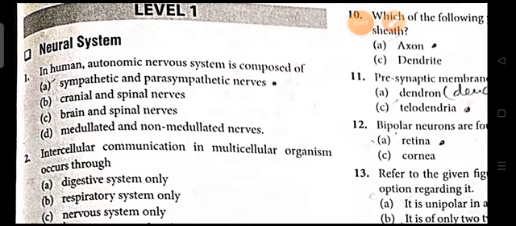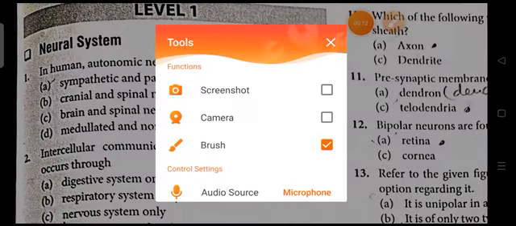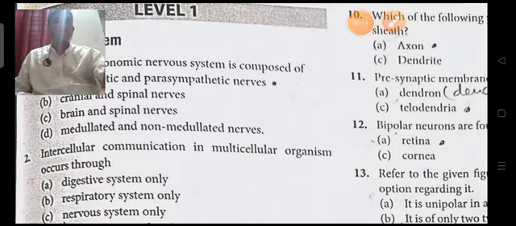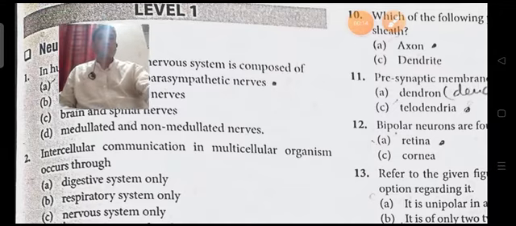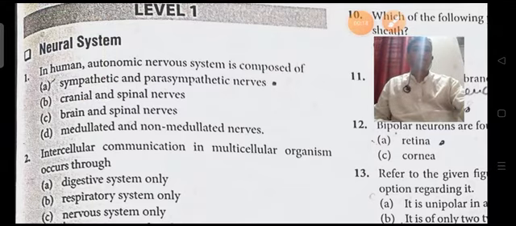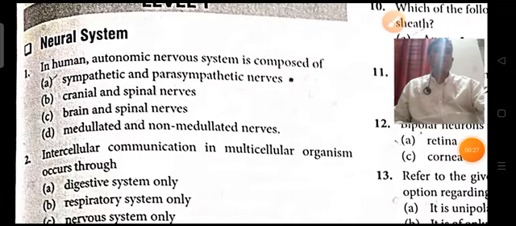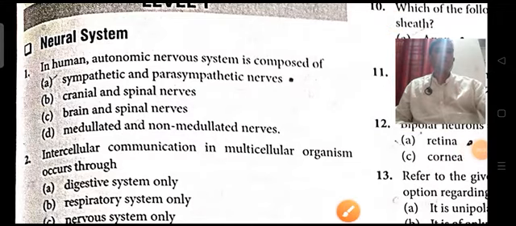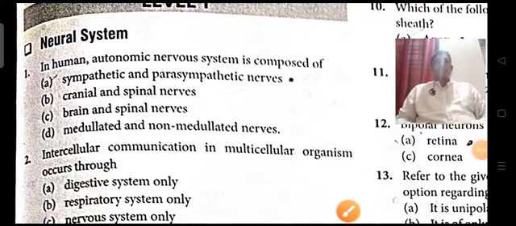So, in continuation to the topic, we are going to discuss neural control and coordination. In this topic, we are going to talk about the level 1 questions of neural control and coordination.